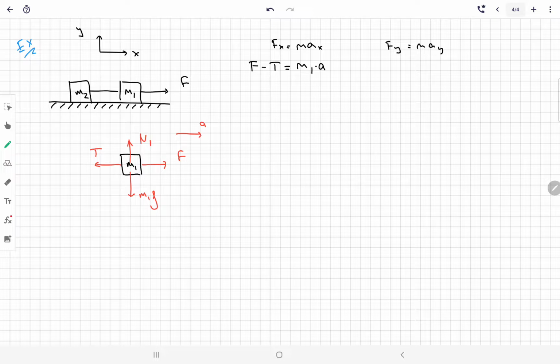There is no ay. In the vertical direction, we have N1 upward, downward we have M1g, equal to 0 because of zero acceleration. So N1 equals M1g.